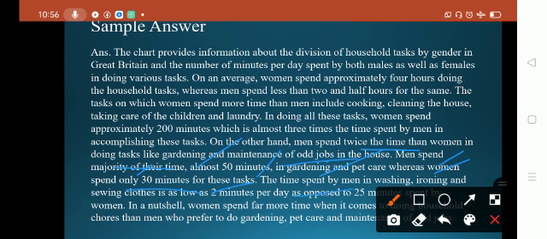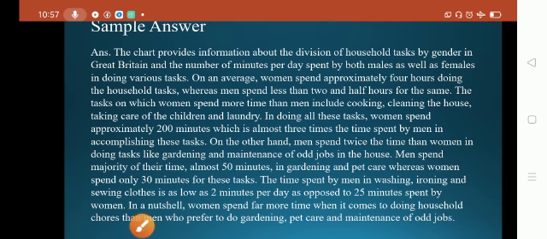The time spent by men in washing, ironing and sewing clothes is as low as 2 minutes per day, as opposed to 25 minutes spent by women. So men spend really less time on these activities like clothing, sewing.